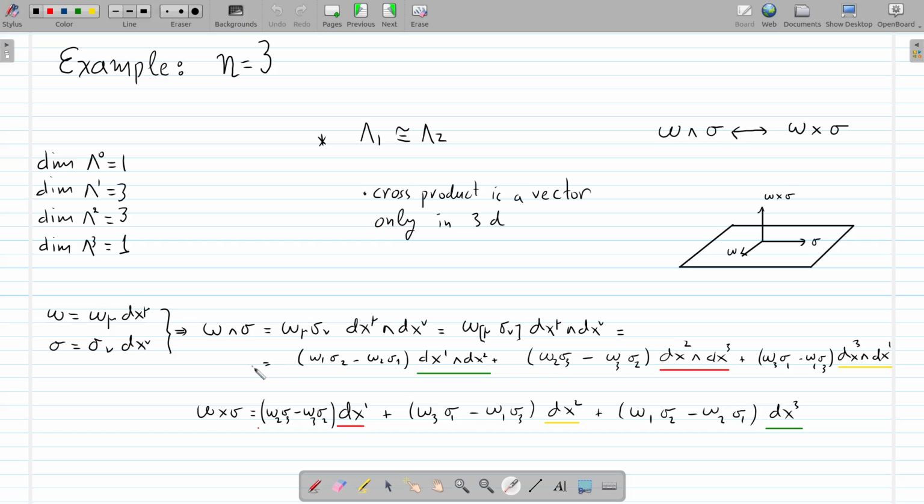Now, if you compare those 2 expressions, you see that the dx1 wedge dx2 component is the same as the dx3 component of the cross product. And similarly, the components of omega wedge sigma are the same as those of omega cross sigma. So there is a 1-to-1 correspondence between cross product and wedge product.